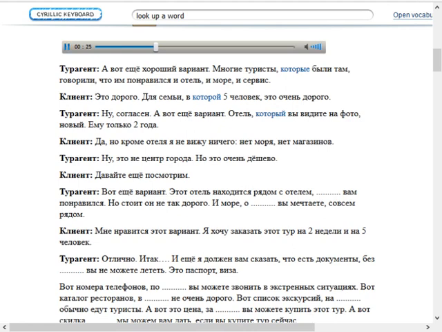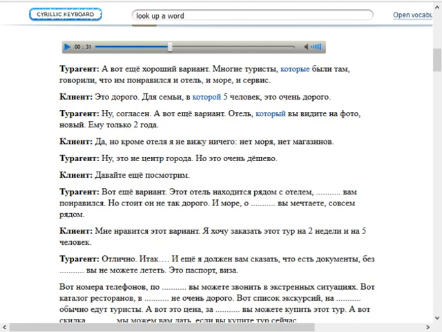Ну, это не центр города. It's not the center of the city. Но это очень дешево. But it's very cheap. Давайте еще посмотрим. Let us continue looking. So he's not satisfied. He wants to look for something else.